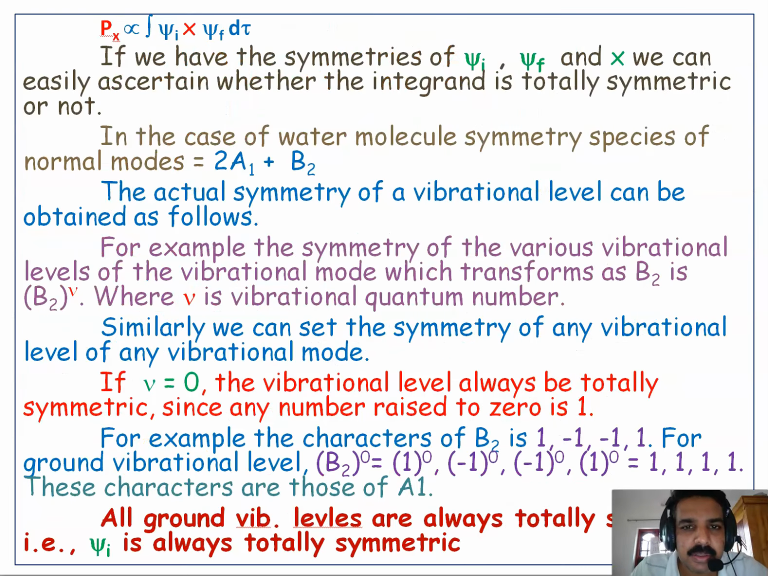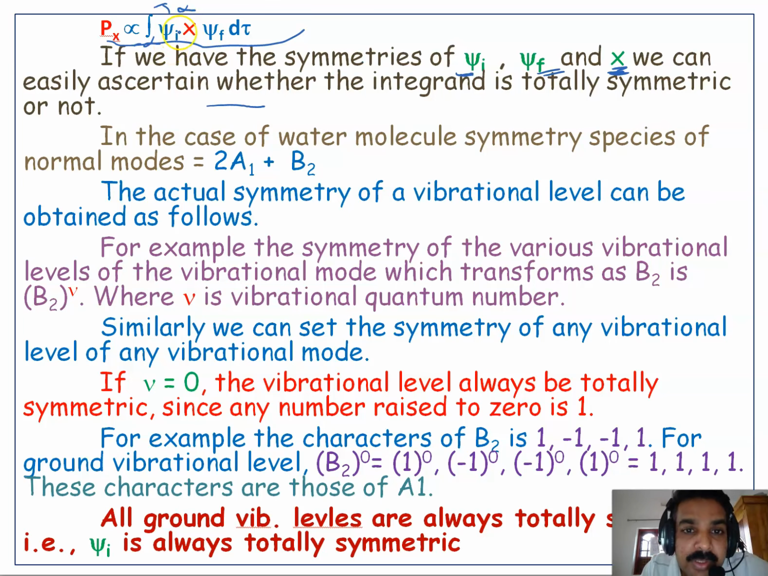That means, to predict for a vibrational mode to be IR active or not, we want to evaluate this integral: px proportional to the integral from minus infinity to plus infinity of psi I x psi f d tau. This can be evaluated by knowing the symmetries of psi I, psi f and x. Similarly, for py, the symmetries of psi I, psi f and y. For pz, psi I, psi f and z. And we can easily ascertain whether the integrand is totally symmetric or not.